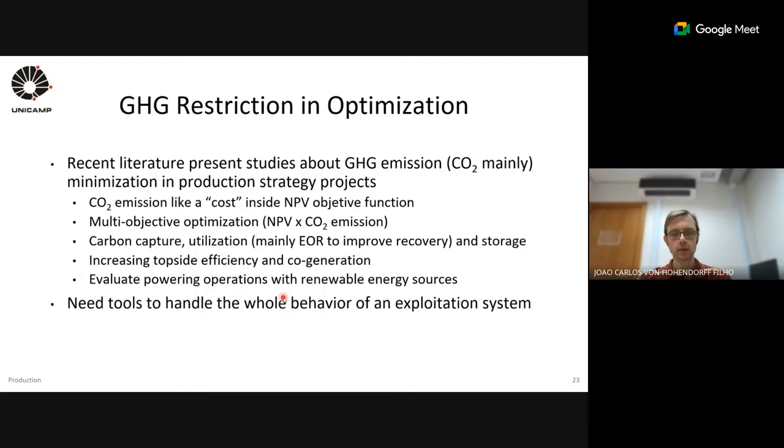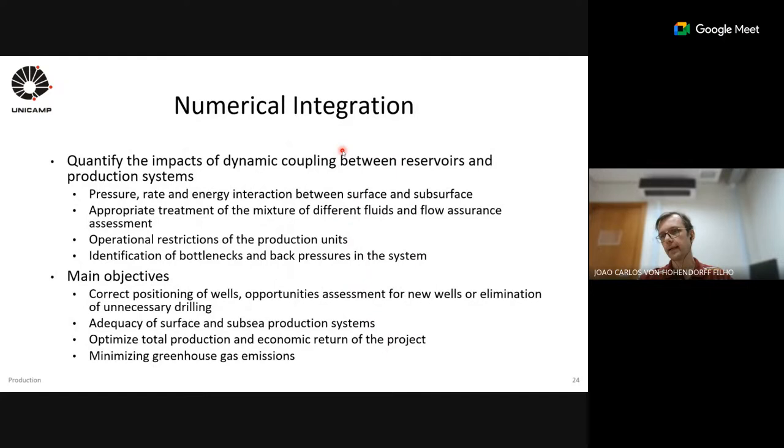in the literature, but we need some tools to evaluate it. How to obtain? Okay, well, I have the optimizer. I have the calculator to calculate the CO2 we evaluated, but we need to handle the whole behavior of the exploitation system. So that's the idea to use the numerical integration. We talked yesterday. Again, because we want to quantify the impacts now of dynamic coupling between reservoirs, production systems, including topside and CO2 emissions. And what is important for us, pressure, rate, and energy interaction between surface and subsurface. Again, appropriate treatment of the mixture of different fluids and how it changes in terms of the emissions.